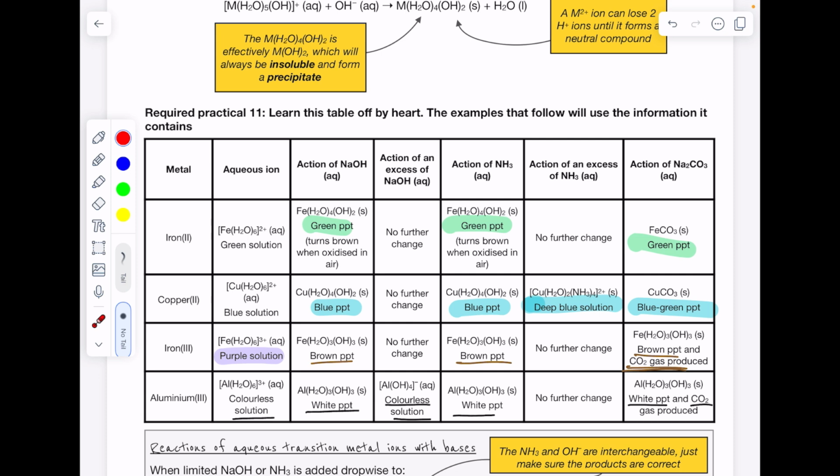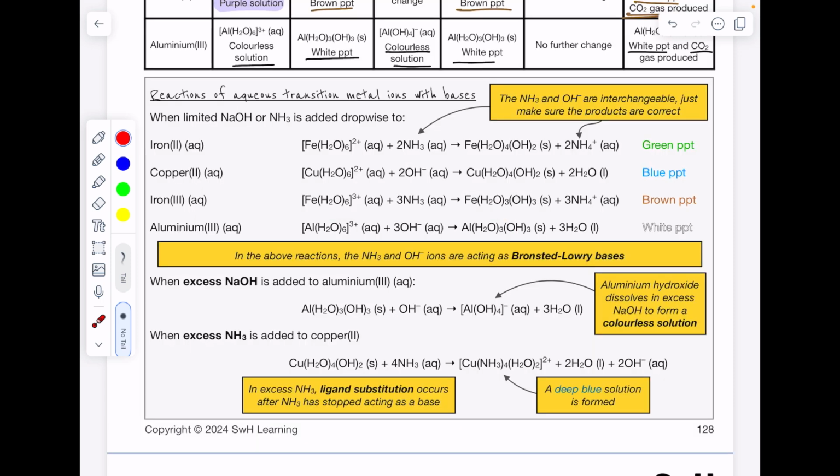I know this looks daunting, but you probably already knew from GCSE and IGCSE the green precipitate here for iron 2, the brown precipitate here for iron 3. If you did AQA GCSE, you'll have learned that aluminium produces a white precipitate with sodium hydroxide. And then at A level, we just need to add what happens with ammonia and sodium carbonate. So that was the summary table we looked at.